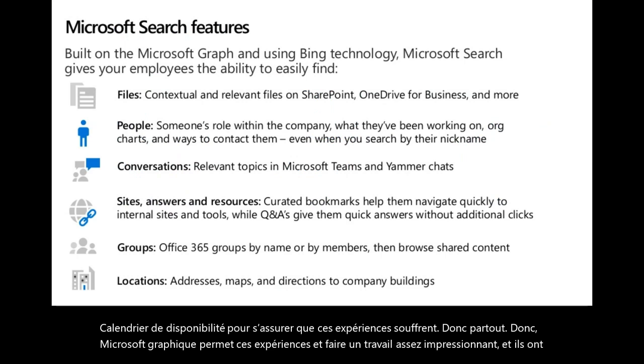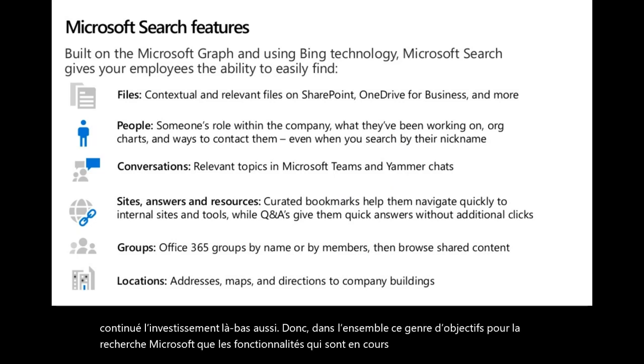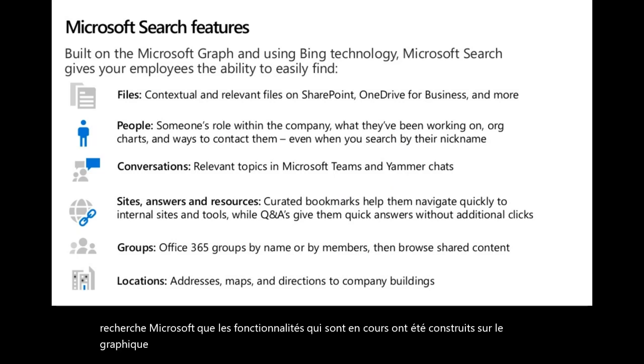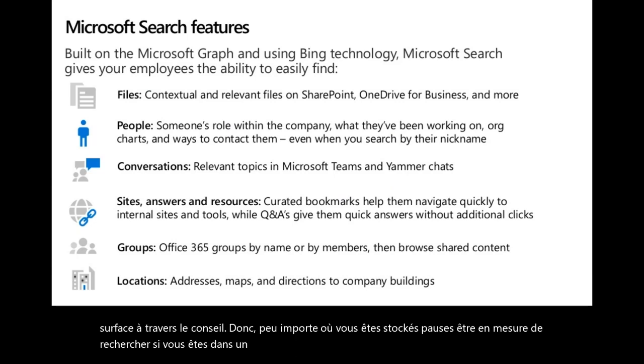So across the board, the goals for Microsoft Search, the features that have been built on the Microsoft Graph, are making sure contextual and relevant files are surfaced up across the board. So no matter where your files are stored, being able to search, if you're in OneDrive for Business and you search for content, it'll return not only OneDrive for Business content, but also SharePoint, Teams content, VMware content, etc.